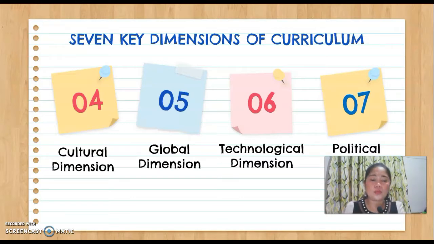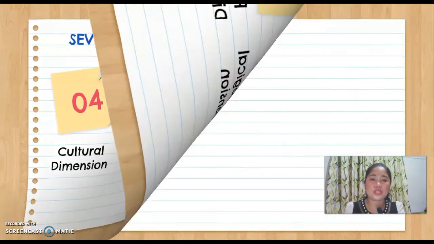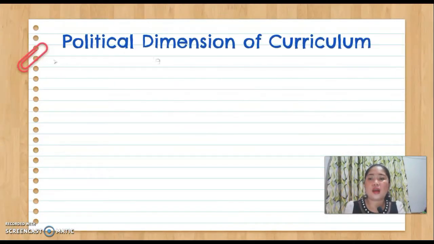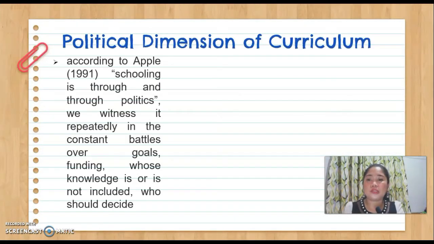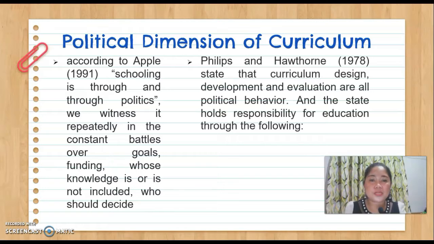What do we mean by political dimension in curriculum? According to Apple, schooling is through and through politics. We witness it repeatedly in the constant battles over goals, fundings, whose knowledge is or is not included, and who should decide. Phillips and Hawthorne state that curriculum design, development, and evaluation are all political behavior.